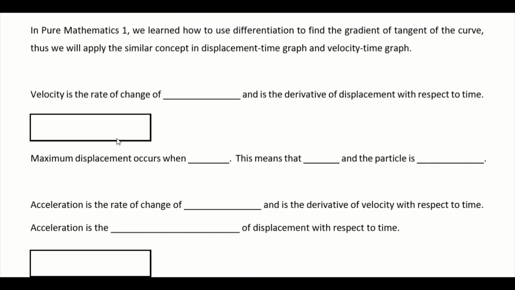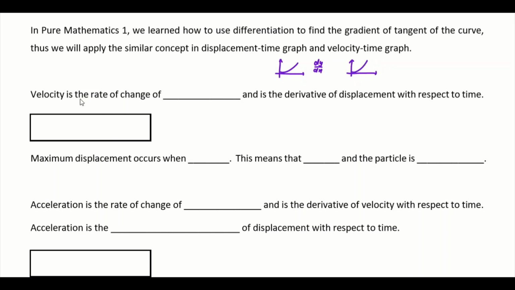In Pure Maths 1 we use differentiation to help us find the gradient of the tangent. We are going to do the same thing for the displacement time graph and velocity time graph if it is a curve. The idea is basically the same. For a normal curve, for each tangent we use dy/dx. In this case, it's a displacement time graph, and we know that the velocity is basically the gradient of the displacement time graph.